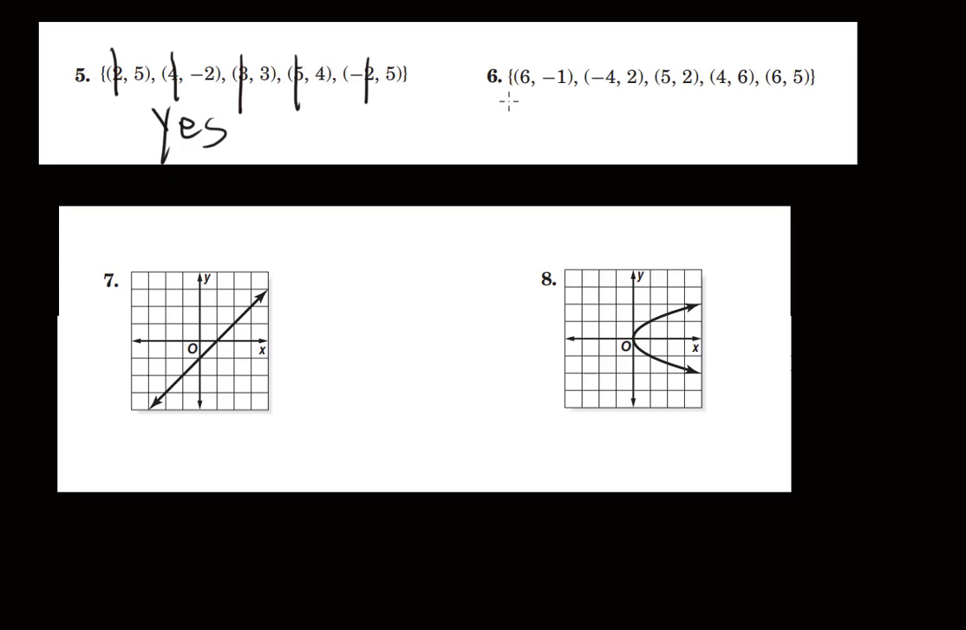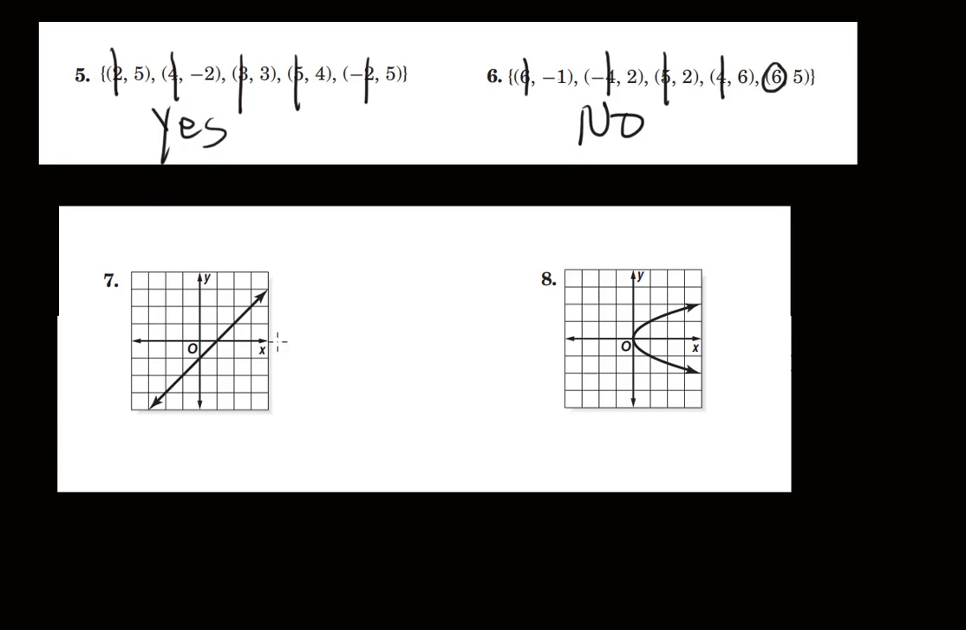So now let's look at number 6. You can see we have for input x, we have -4, we have a 5, then we have a 4, but now we have a 6. We can see the 6 is paired with -1, and then this 6 is paired with 5. So this one is not a function because one input is associated with 2 different outputs. This relation is not a function. So now we know how to do it for an ordered pair, table, or mapping.